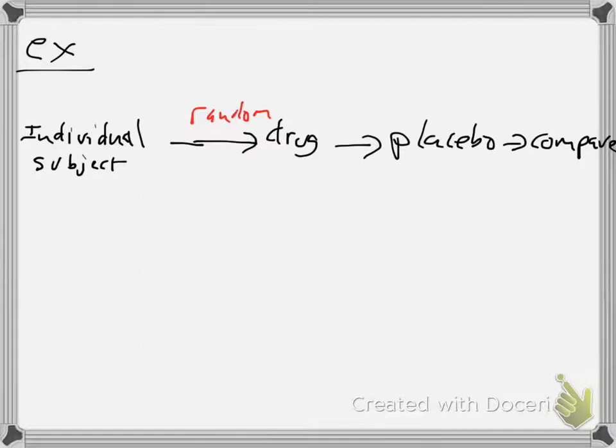So, for instance, maybe for an individual subject we flip a coin, maybe we have some kind of random process, and we decide that they're going to get the drug first. And maybe in this case, they get the drug for 8 weeks. Maybe there's a 2-week cool down period, and then we give a placebo for 8 weeks. And then we compare their blood pressure in the first 8 weeks while they got the drug to their blood pressure in the last 8 weeks when they received a placebo.